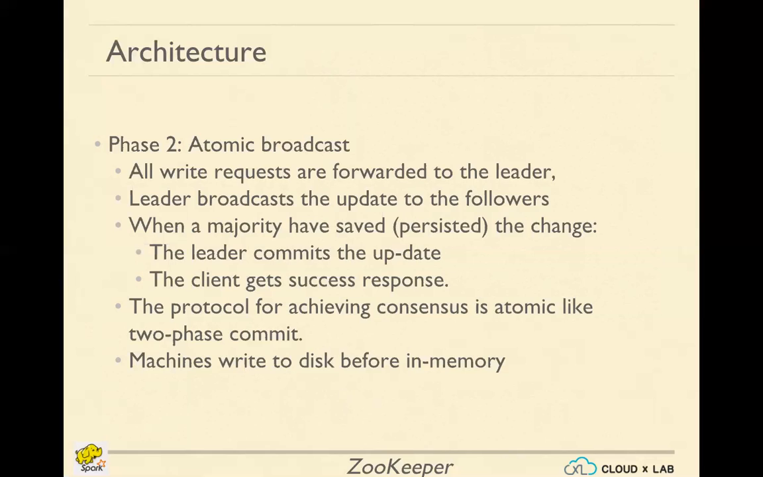Machines write data to the disk before in memory. Again, machines save the data into the disk before in memory, so that in case something goes wrong while we are saving into the memory, it is not stale. Therefore, keeping things on disk is a better idea because that's permanent. Memory is transient. In case the machine goes down, memory goes haywire.